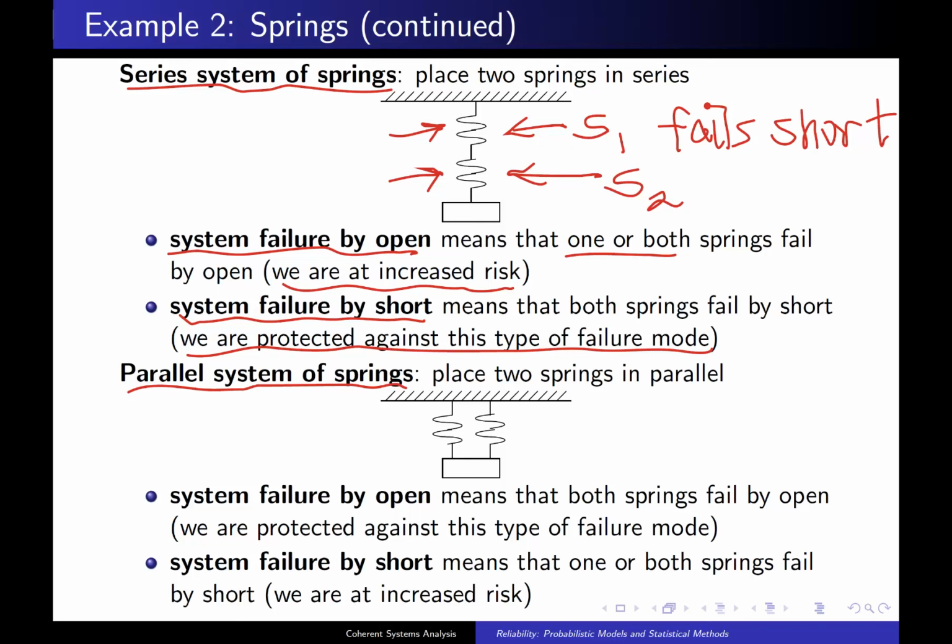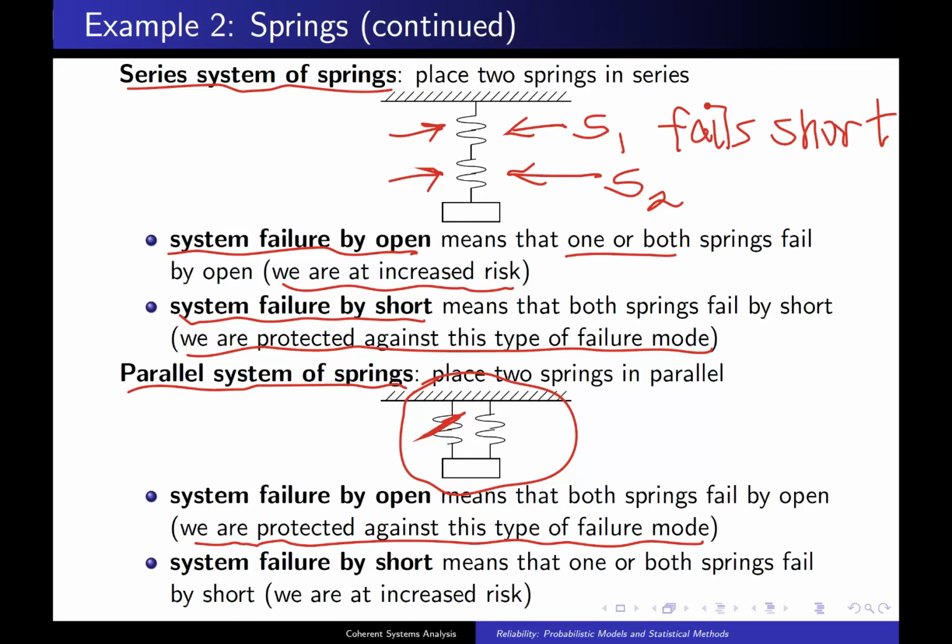Second type of system here is you can have a parallel system of springs, and here is that parallel system. It's a little bit awkward for springs, but kind of works. Let's look at system failure by open. Let's say this spring right here breaks, catastrophic failure. That means that both springs have to fail by open for system failure by open, and we are actually being protected against failure by open.